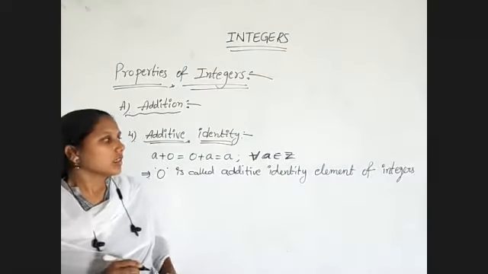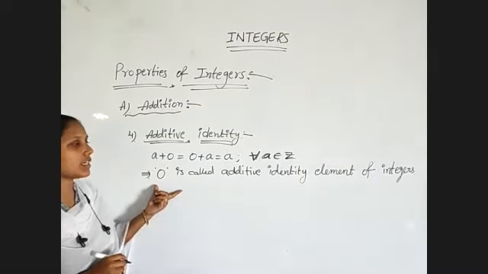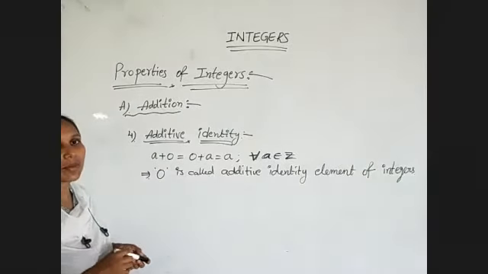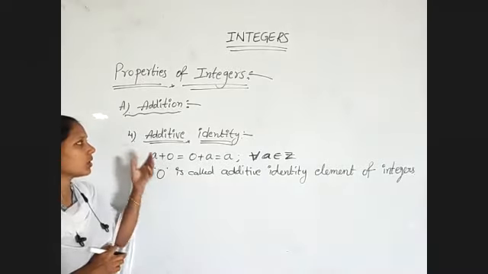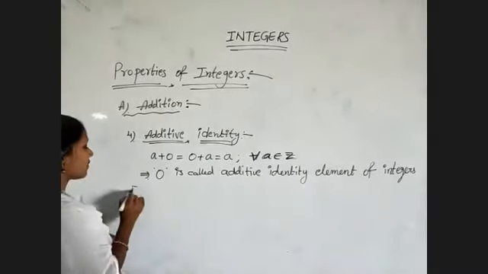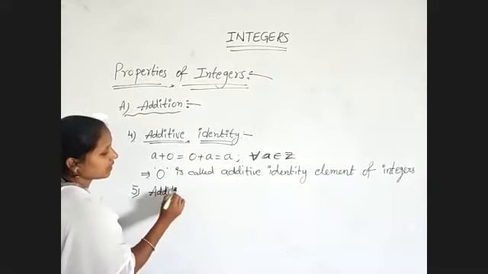Otherwise, we will call it the identity element with respect to addition. So these are the points to remember. What are the properties of integers under addition? And one more we have, that is additive inverse.